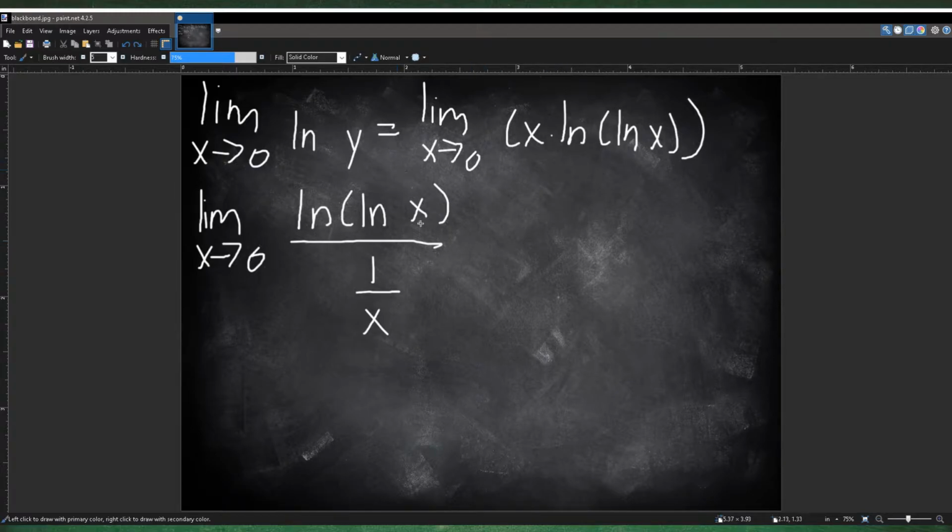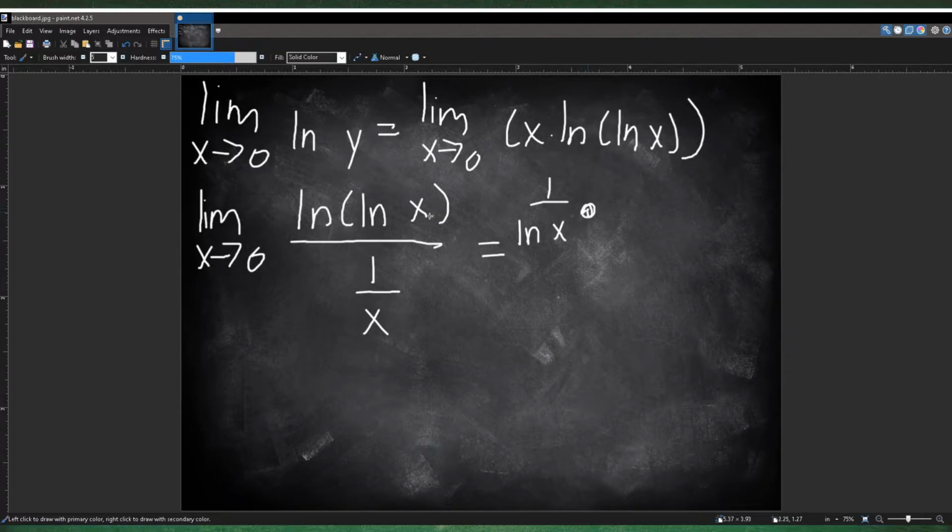So basically, since we have ln of ln of x over 1 over x, we just do the derivative on the top. So the derivative of ln of x is basically chain rule, right? So the derivative of ln is 1 over x. So since we still have something inside, we have to substitute the x with ln of x.